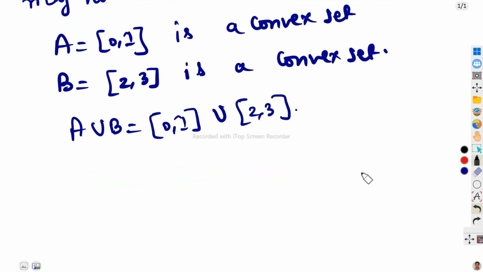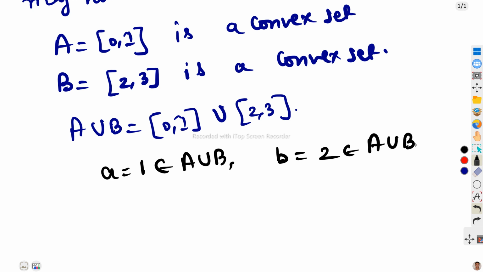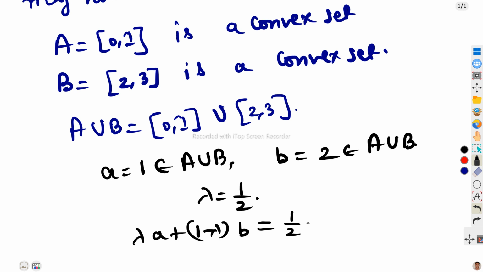Take a equals to 1 in A union B, and b equals to 2 in A union B. Again, take lambda equals to 1 upon 2. So lambda a plus 1 minus lambda b must lie in A union B. So lambda equals to 1 upon 2, we have taken 1 upon 2.